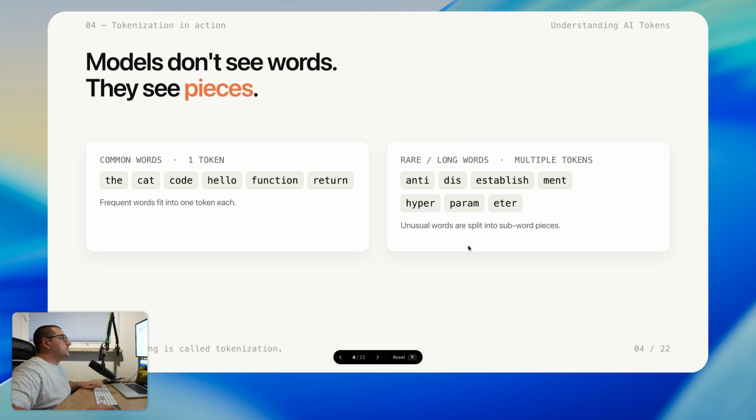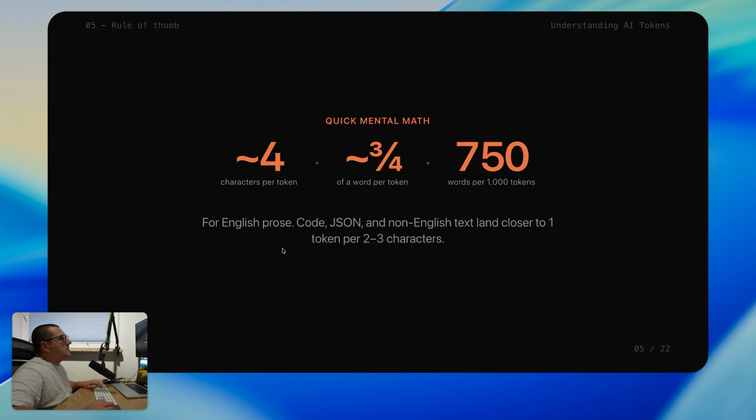I already explained it in the previous video about AI basics, but here's your quick mental model. To understand tokens easier, here is the simple mental math. Approximately we have 4 characters per token, 75% of a word per token, and approximately 750 words per 1000 tokens. But this works for English only. For code, JSON and non-English text we have a pretty different math.